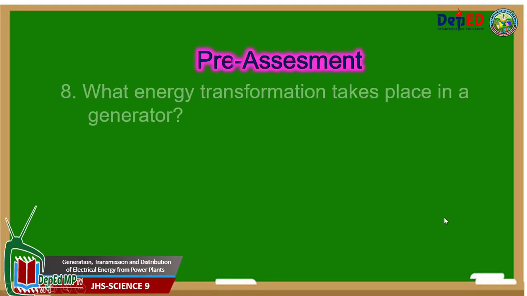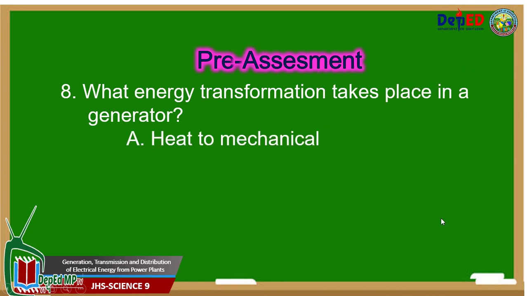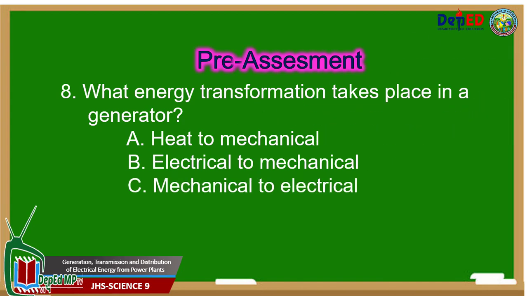Number 8. What energy transformation takes place in a generator? A. Heat to mechanical. B. Electrical to mechanical. C. Mechanical to electrical. And D. Chemical to mechanical.